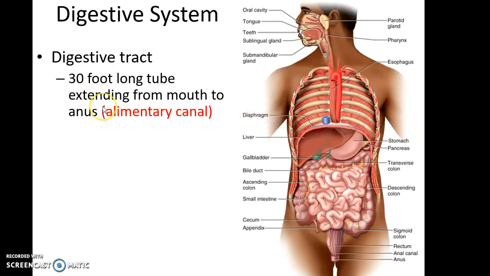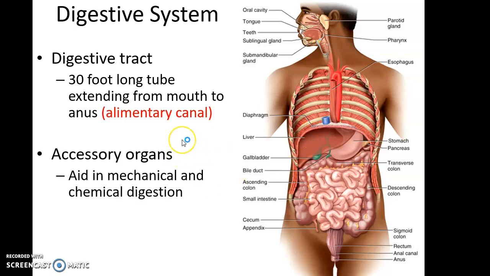So, as we know, the digestive system is a 30-foot long tube extending from the mouth to the anus, and we can refer to the digestive tract as the alimentary canal. So, it's also known as the alimentary canal. There are, besides the digestive tract itself, various accessory organs that are important for aiding in mechanical and chemical digestion. Mechanical, breaking big things into smaller things, and chemical, breaking big molecules into smaller molecules.